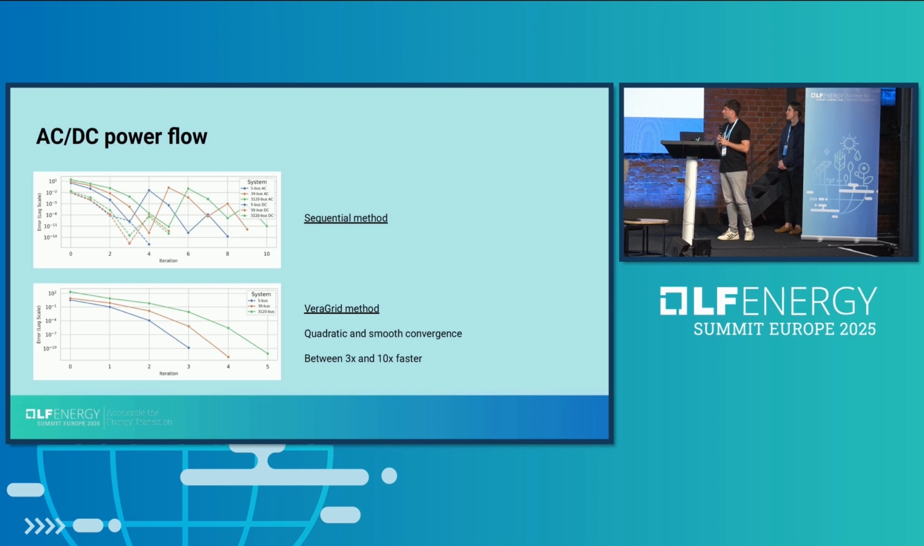And just to show you some results, we can see in the picture on the top how the typical solvers work. They iterate the AC system, then they find a solution, then they use this solution to solve the DC system, and they sequentially solve the system until both reach convergence. And since we only have a single system, we solve it in fewer iterations and much faster execution times.